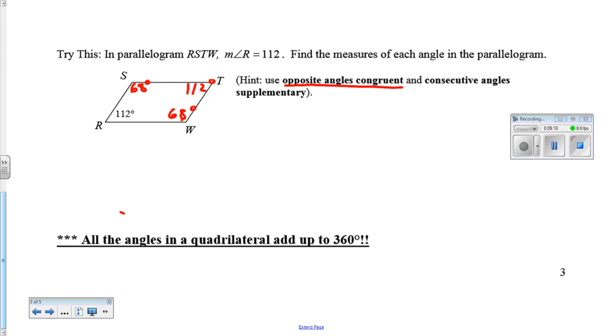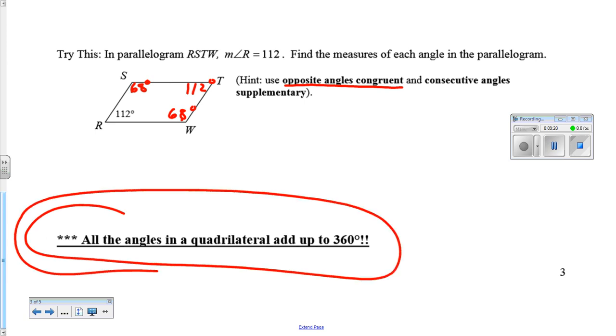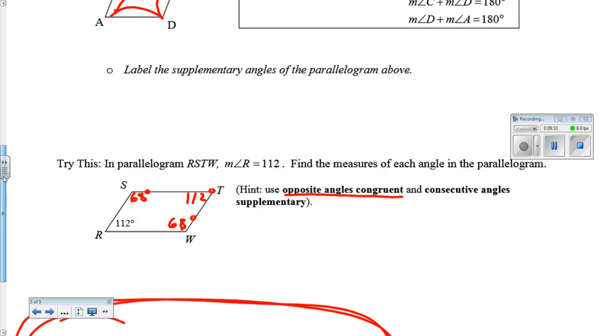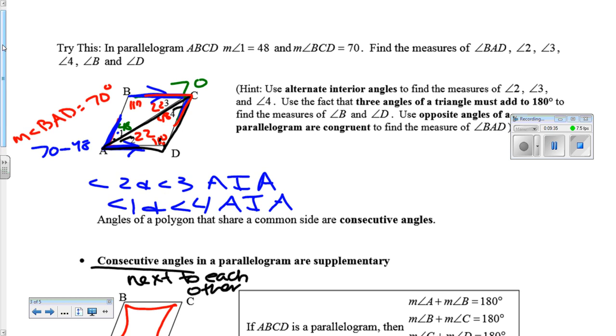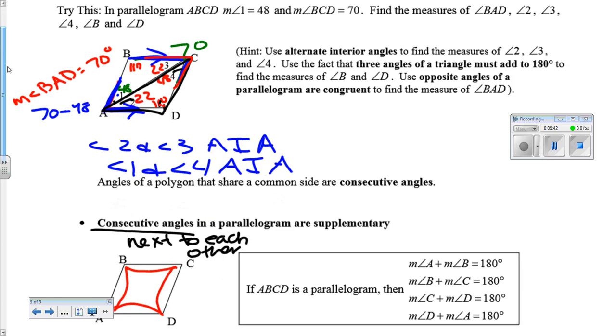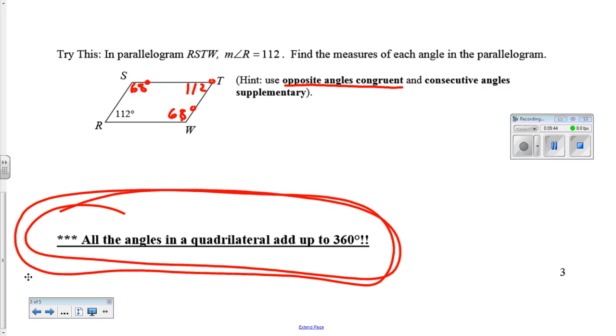Now, if you were to add up all four of those, please notice this right here. In a quadrilateral, all the angles add up to 360 degrees. And if you think about it, it makes sense. What is the sum of the interior angles in a triangle? 180. If you notice up in this diagram, when we drew a line down the middle, we made two triangles. So if I have two triangles, 180 plus 180 is 360. Okay? All right, let's go ahead and take a look at the last page.